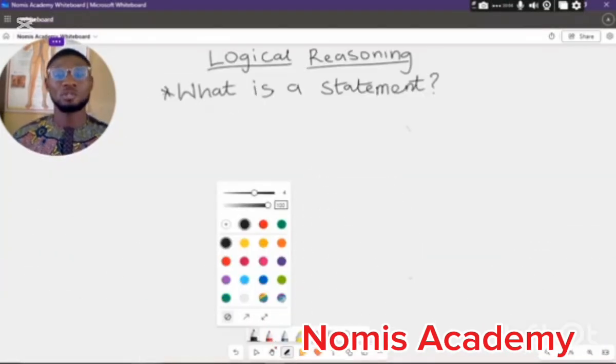Today we'll be dealing with logical reasoning. However, before we go in depth into logical reasoning, there is some prerequisite knowledge that we should have, starting from statement. What is a statement?